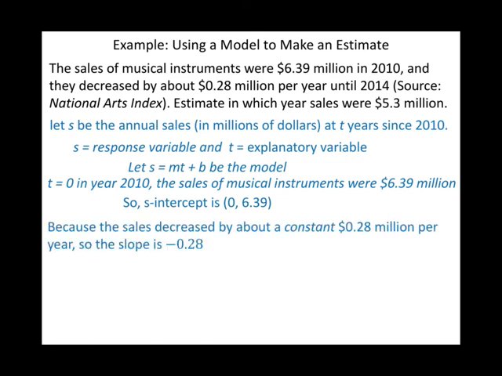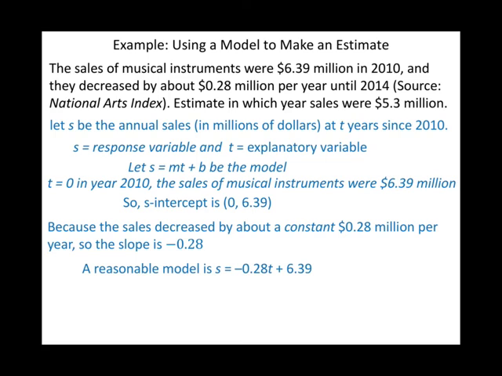And because the sales decrease by a constant 0.28 million per year, so every year they're going to decrease 0.28 million, we know this is going to be the slope. And I have the negative because this is decreasing, okay? They keep decreasing every year. The slope will be negative 0.28. So we have these two pieces of information. We can plug them back into my model, and I find the linear equation for this model, which is S equals the slope negative 0.28t plus the S-intercept 6.39.